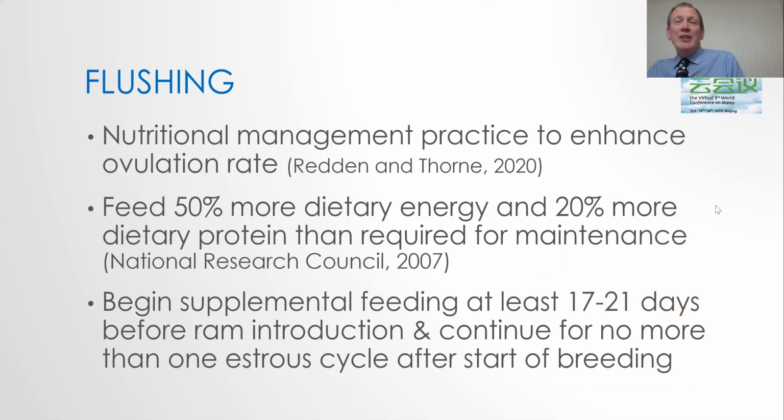doing a little bit of rounding, we know that we expect to feed about 50% more dietary energy and about 20% more dietary protein as a way of trying to increase the average ovulation rate of those ewes. And we recommend that we begin this supplemental feeding at least 17 to 21 days before ram introduction, maybe more if that ewe is in a really low body condition score. But it's important that you not continue for more than one estrous cycle after the start of breeding season, because as we'll talk about later, it can have some adverse impacts on embryo survival.